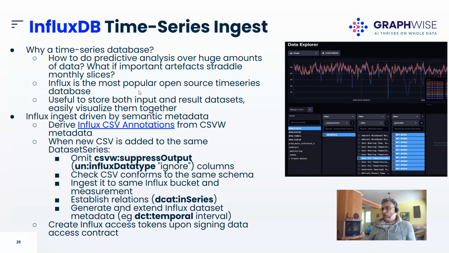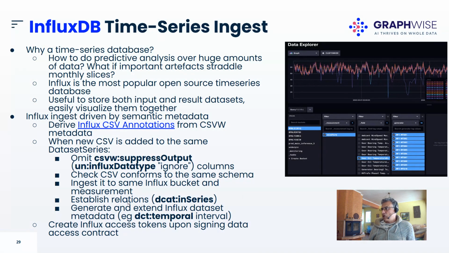We've implemented an automatic ingestion procedure. So first of all, we derive Influx CSV annotations from the metadata. And then when the user adds a new CSV that has the same shape as a previous CSV and will be part of a time series, we skip the columns that are declared to be suppressed. Then we check that all the remaining columns conform to the same schema. We ingest all of these CSVs in the same bucket and measurement. So we use one bucket per dataset.